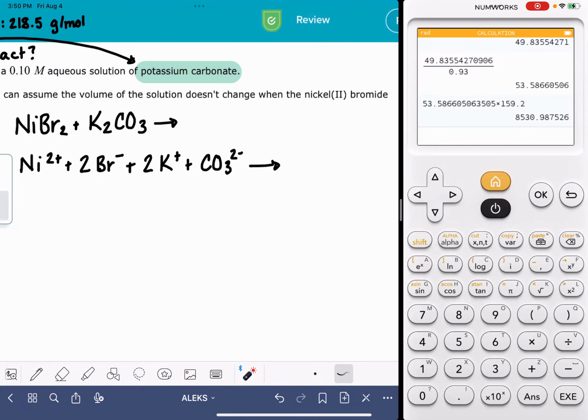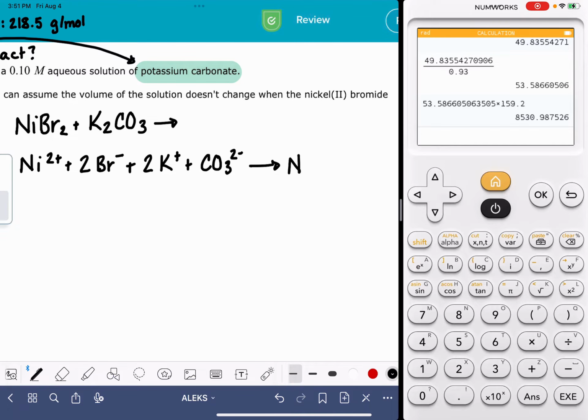So what we want to do, once we have these separated into cations and anions, is combine these cations and anions in new and exciting ways. We don't want to put the nickel cation back together with the bromide anion because that's what we started with. That's not new or exciting. We can't put the nickel with the potassium because they are both positively charged. So that means we need to put the nickel with the carbonate.